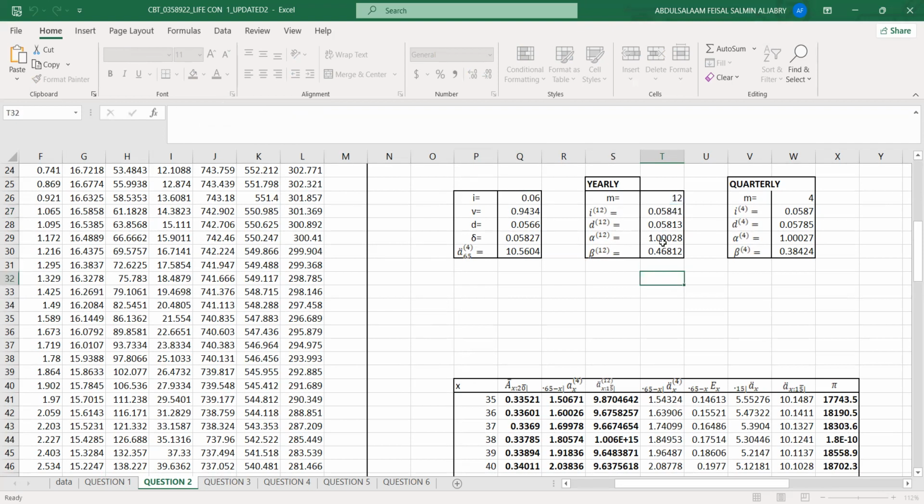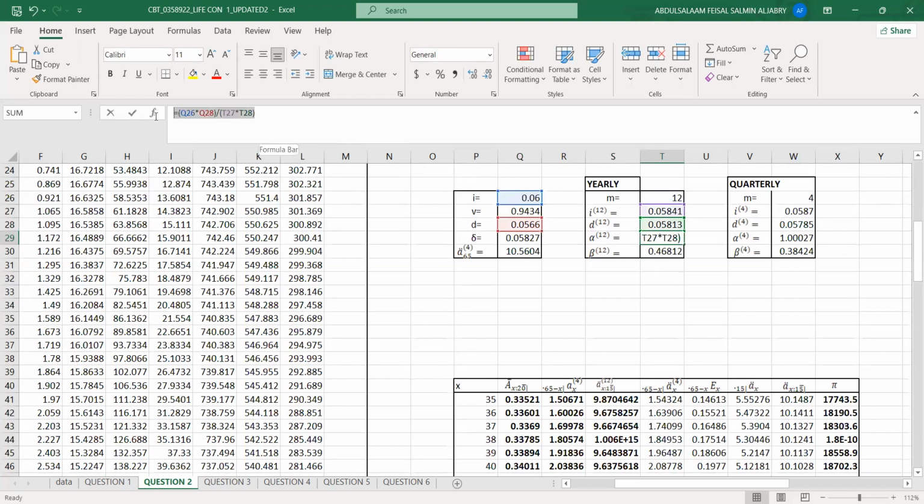I get that one. And for D power 12, the same. It's M multiplied by M is 12 multiplied by 1 minus D power 1 over M. And to get alpha 12, the formula is ID. This is under the assumption of UDD. ID, I multiplied by D divided by I upper 12 multiplied by D upper 12.